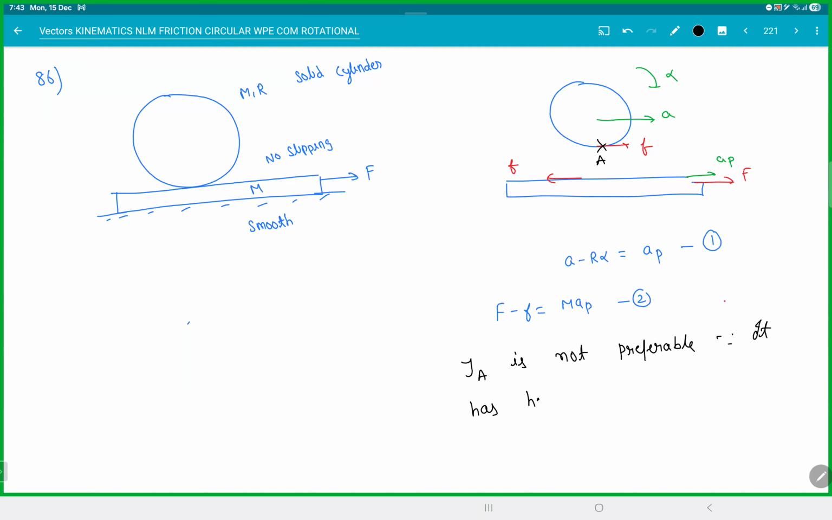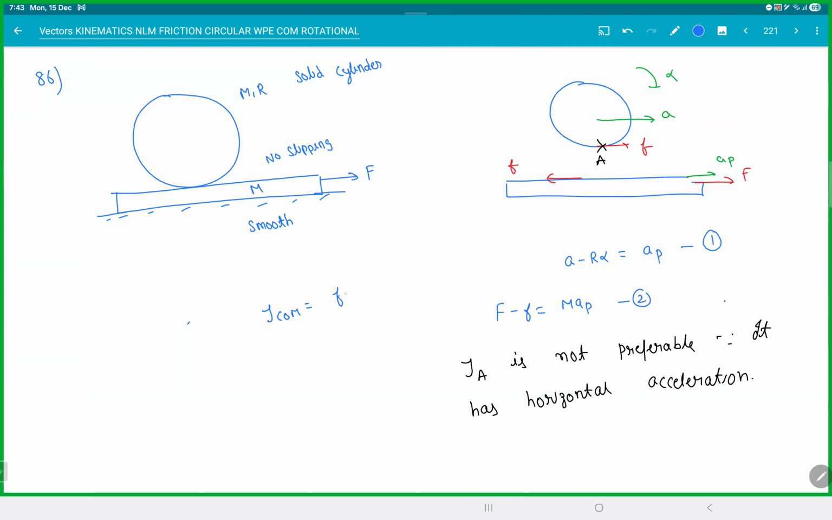Don't take blindly. The reason I gave you this question is for that sake only. Because blindly now you will think I can take torque about the bottommost point every time. You can't do that if you're having a horizontal acceleration. That's it. That is the whole purpose of this question. It has horizontal acceleration. Don't do that. If you are sure that point has no horizontal acceleration, you can do it. Then what will you do? Center of mass. Torque about center of mass is always the safest point.